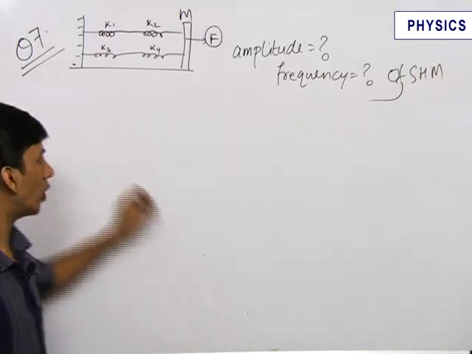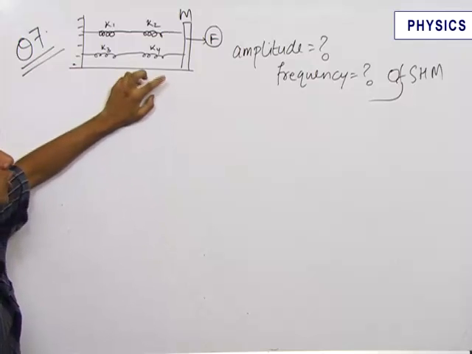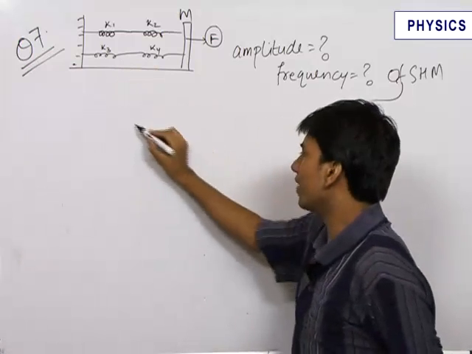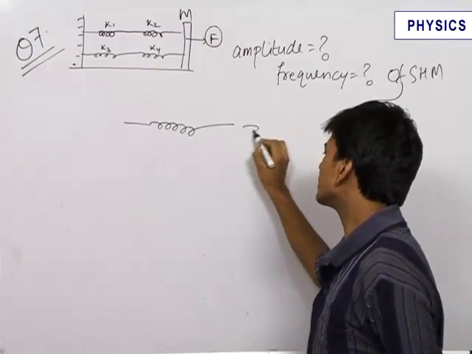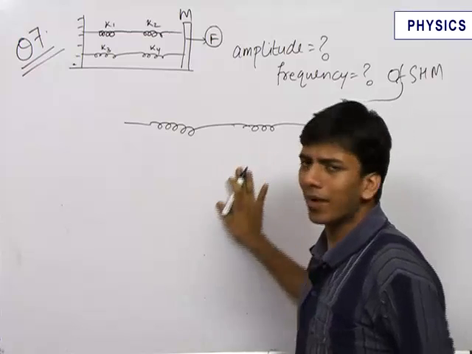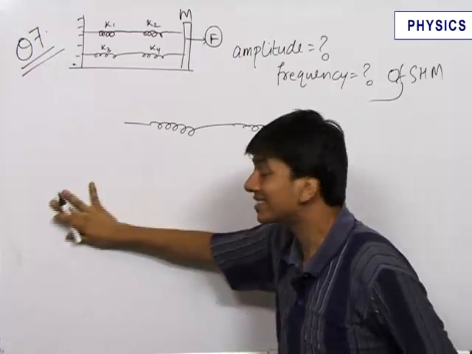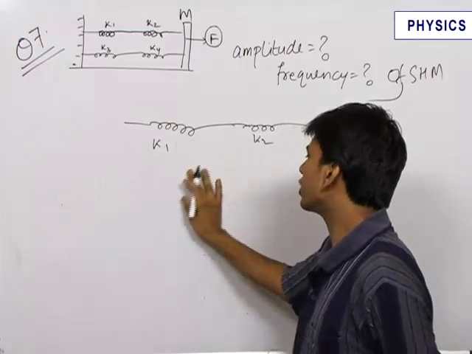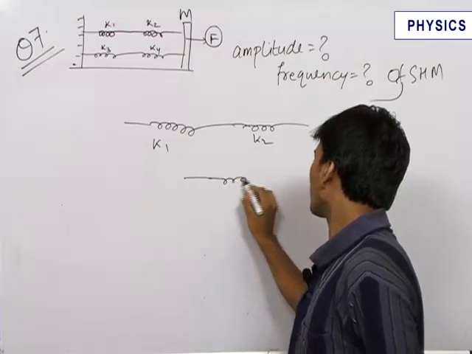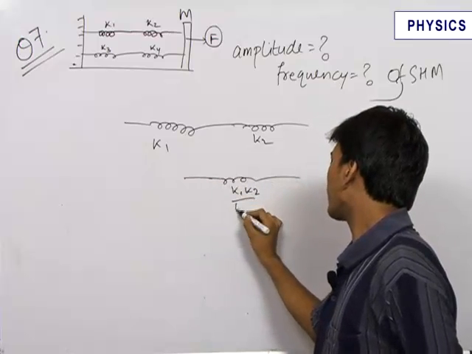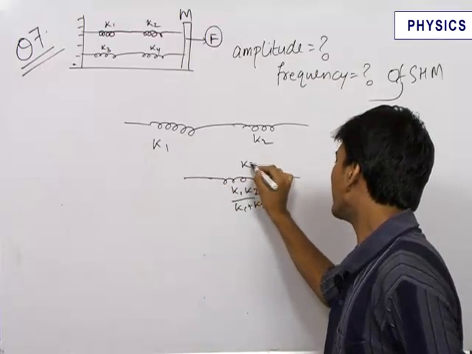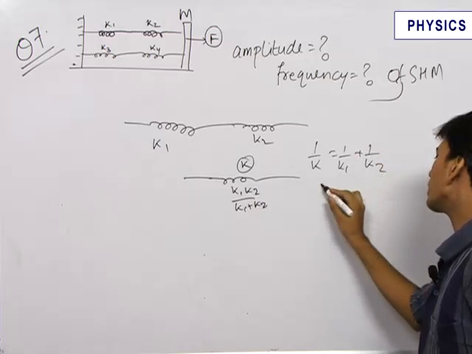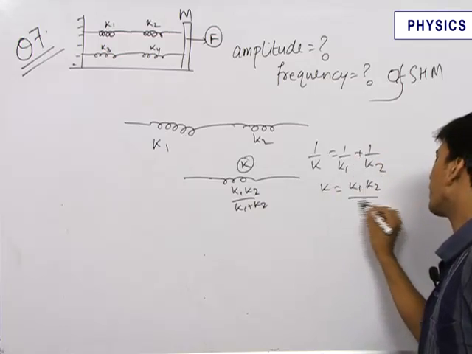Now, there is no doubt in our mind that this motion is SHM because it is a combination of spring and mass. Now, here's a trick. Whenever there are springs in series, we apply the formula for combination of resistances in parallel. This is K1, this is K2. Therefore, the resultant spring constant can be assumed to be K1 K2 upon K1 plus K2. This is found by, let this be K: 1 upon K is equal to 1 upon K1 plus 1 upon K2. Therefore, K is equal to K1 K2 upon K1 plus K2.